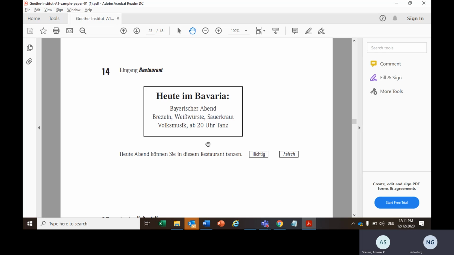Eingang Restaurant. What is Eingang? Entrance. Entrance of the restaurant. Heute in Bavaria. So today in Bavaria. Bavaria is a place. Abendbereich, Brezeln, Weißwurst, Sauerkraut, Live Musik, ab dreizehn Uhr Tanz. Read the time again.